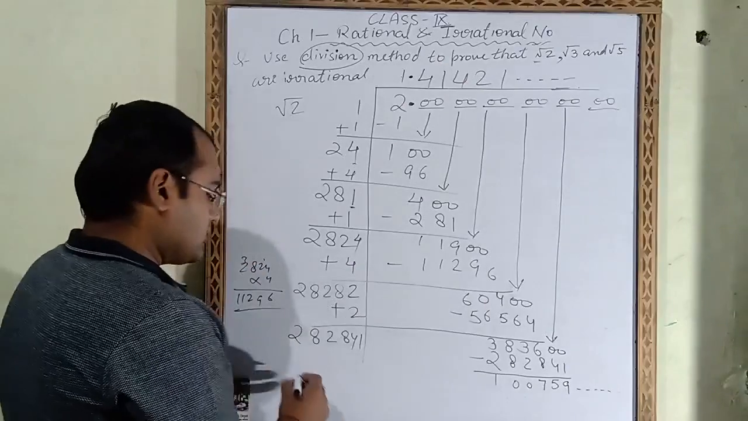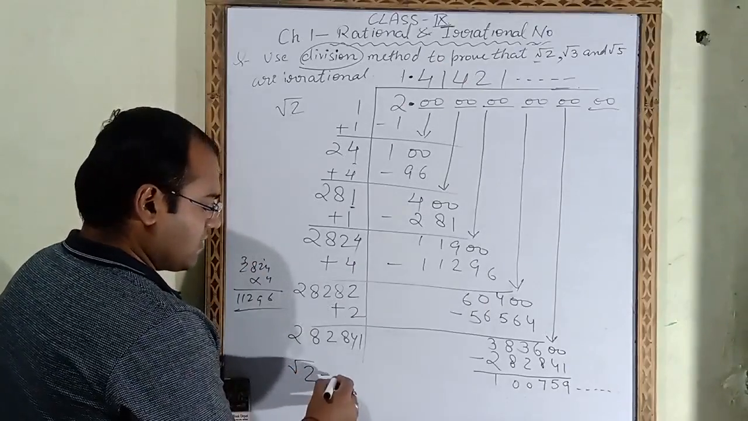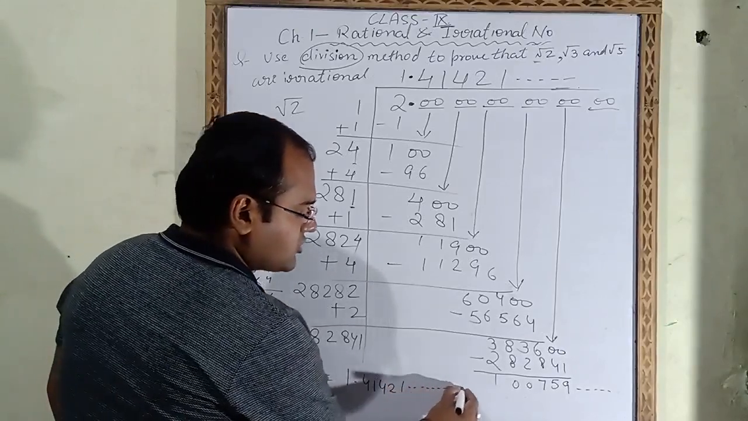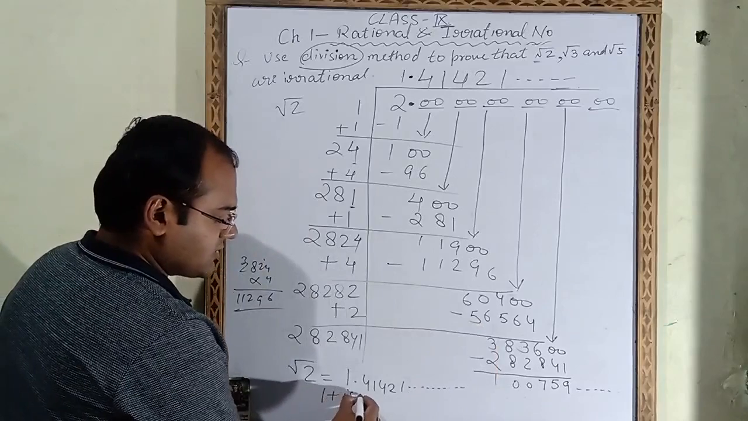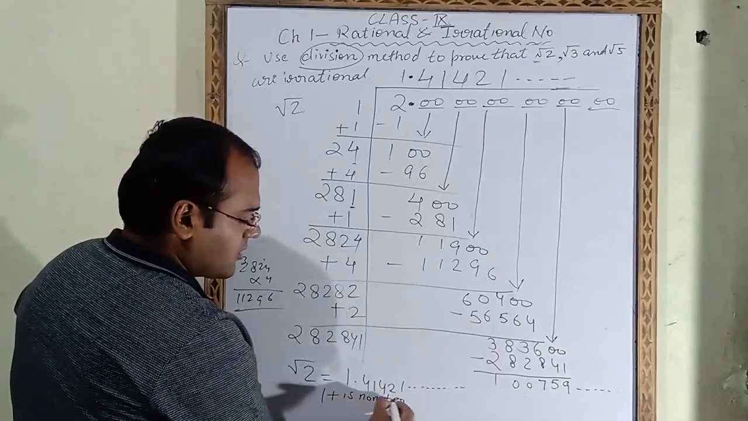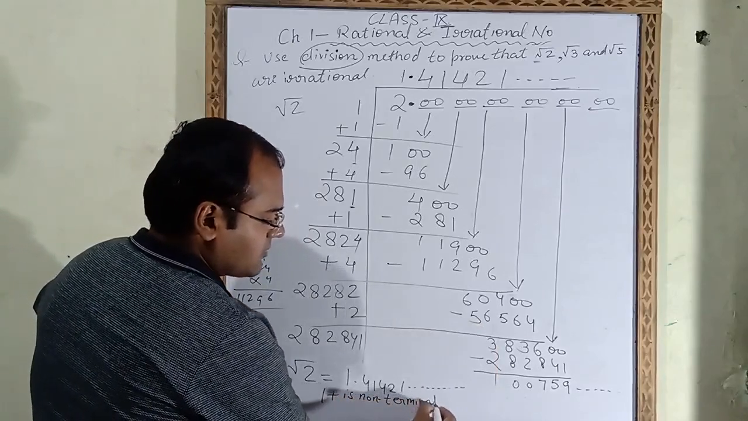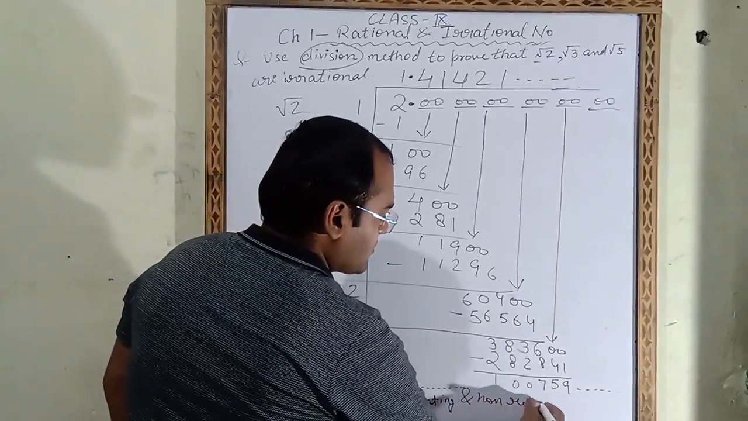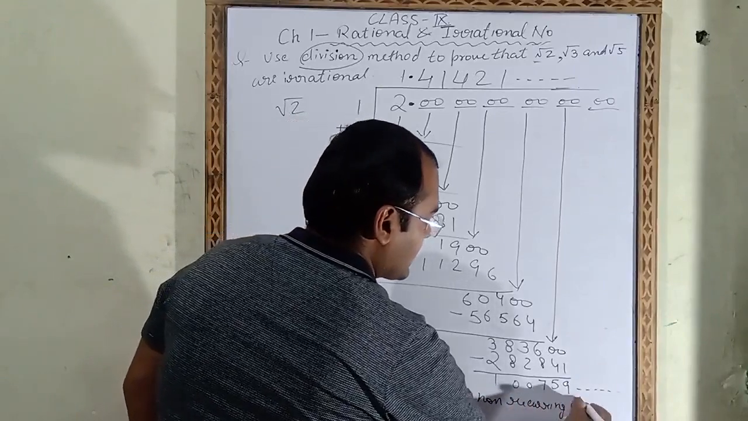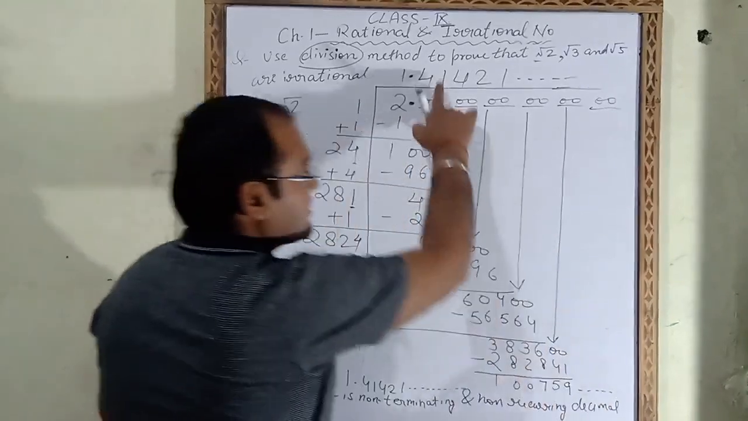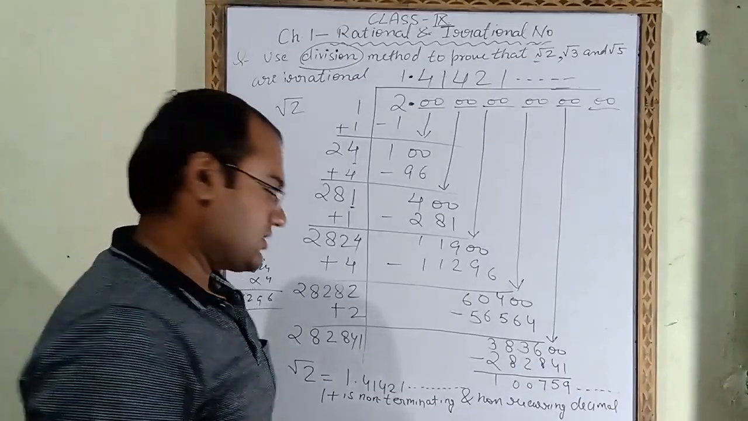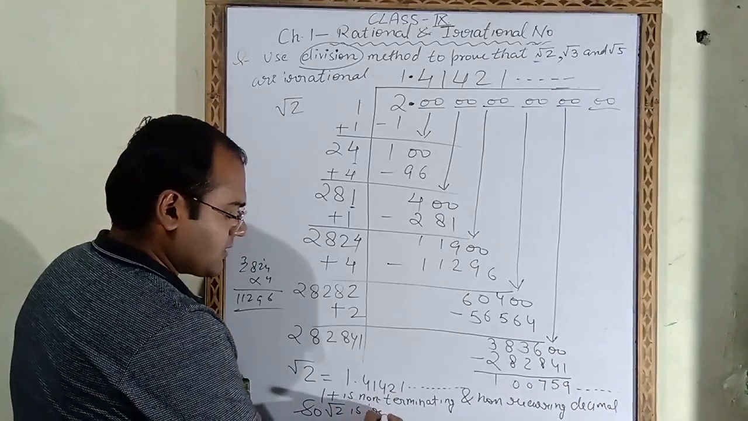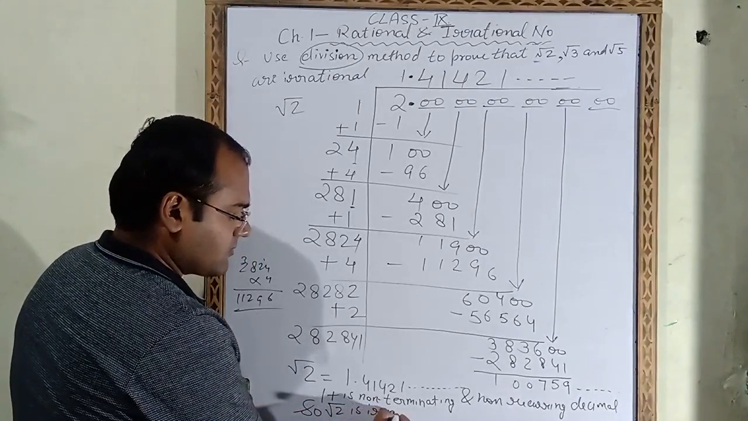So what will you write? Square root of 2 is equal to 1.41421 and so on. That means it is a non-terminating and non-recurring decimal. This answer is a non-terminating and non-recurring decimal. So root 2 is an irrational number.